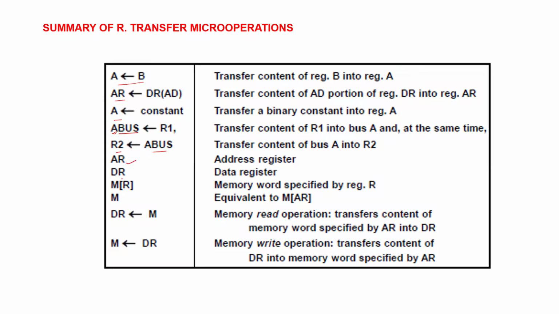AR shows the address register, DR shows the data register, M is for the memory, and M with R inside the bracket shows that particular memory word addressed by the particular register R. And in place of writing M of AR, we can write M also. So this transfer is memory to data register, and this is data register to memory. Memory to data register means read operation. Data register to memory means write operation. So these are the things we have here.